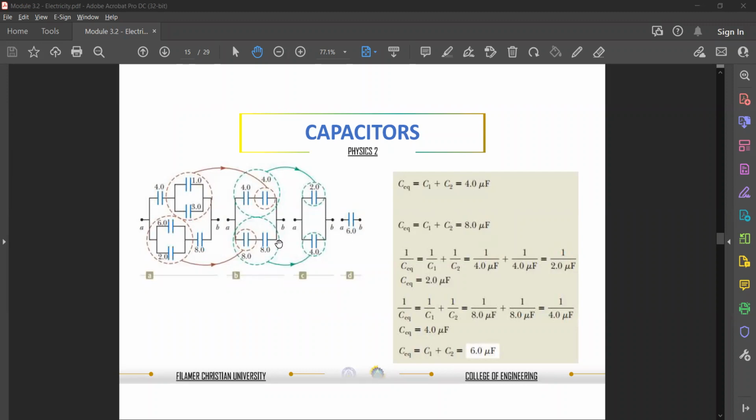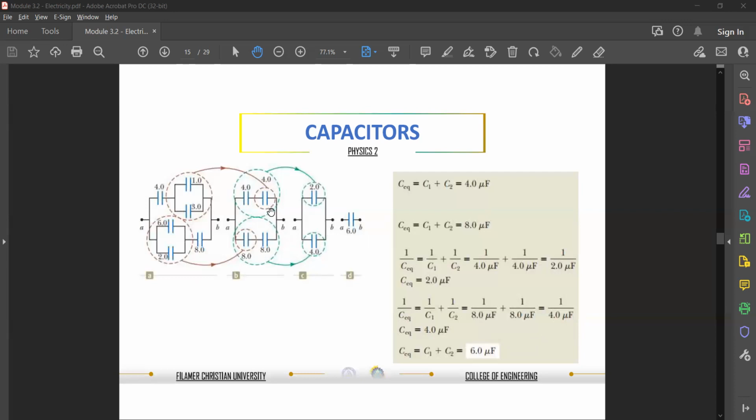Now you have 4 and 4, and then 8 and 8. Right? So these are in series. Therefore, in series, just get the inverse. That is 1 over 4 plus 1 over 4, or that is 1 over 2, or 1/2 microfarad. Then for this case below, the same, 1 over 8 plus 1 over 8 microfarad, or that is 1 over 4 microfarad.